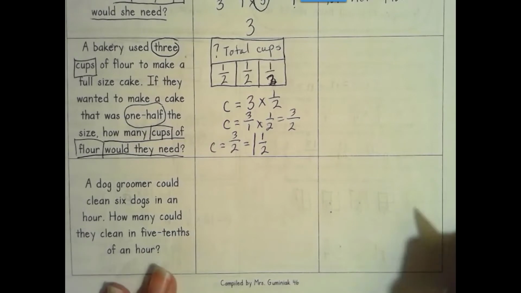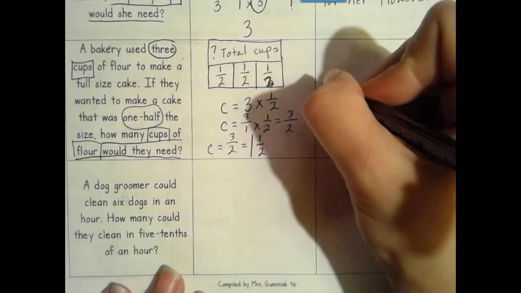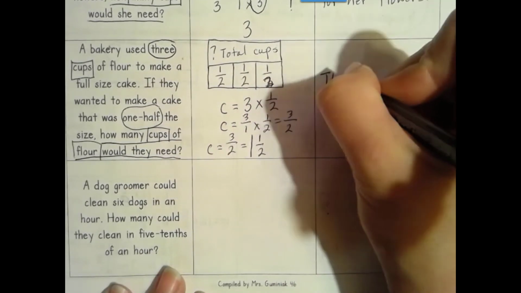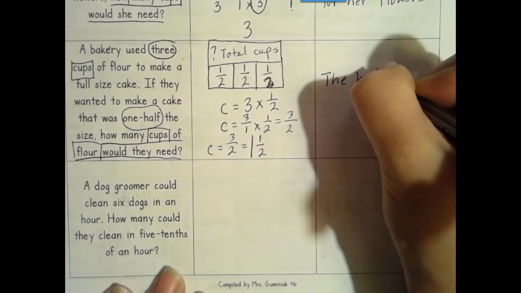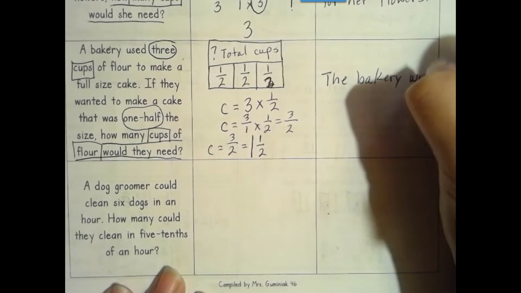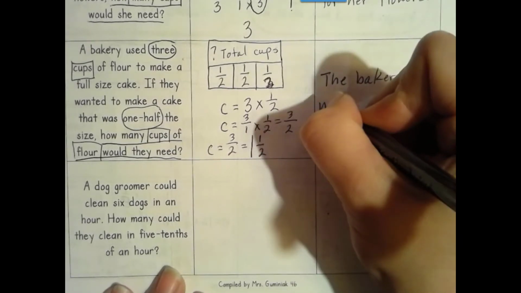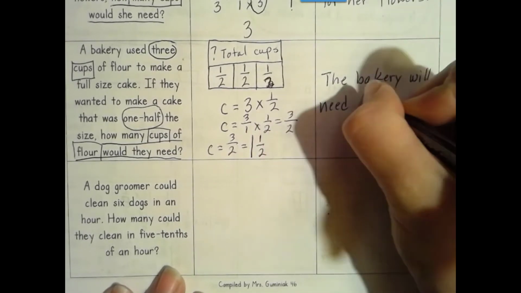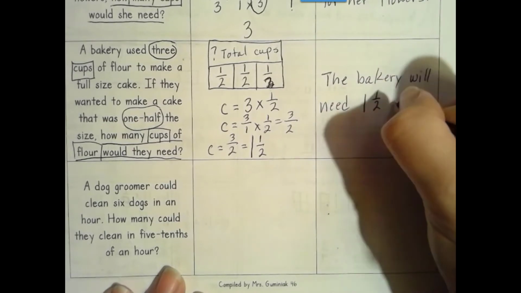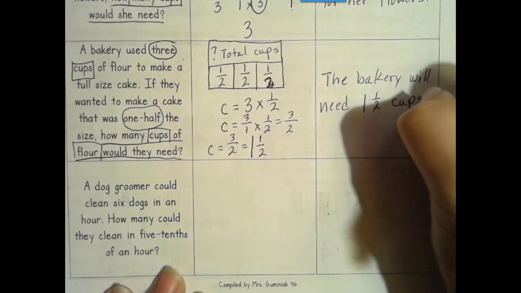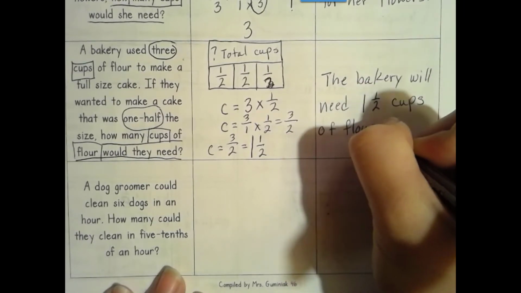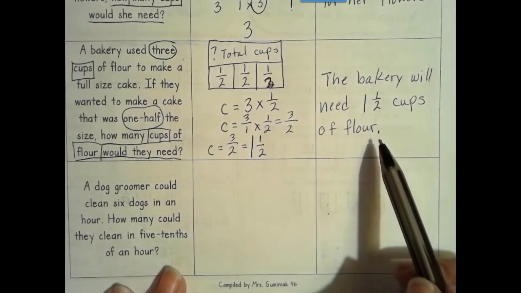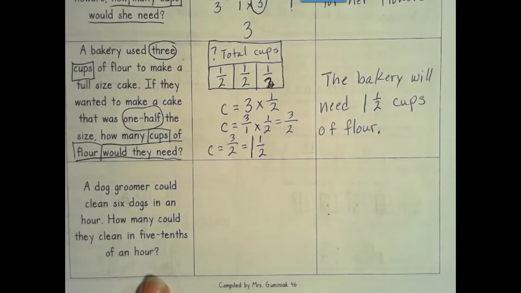So for a cake half the size, the bakery will need 1.5 cups of flour. Remember, this is a complete sentence. Make sure you capitalize and you have your punctuation.